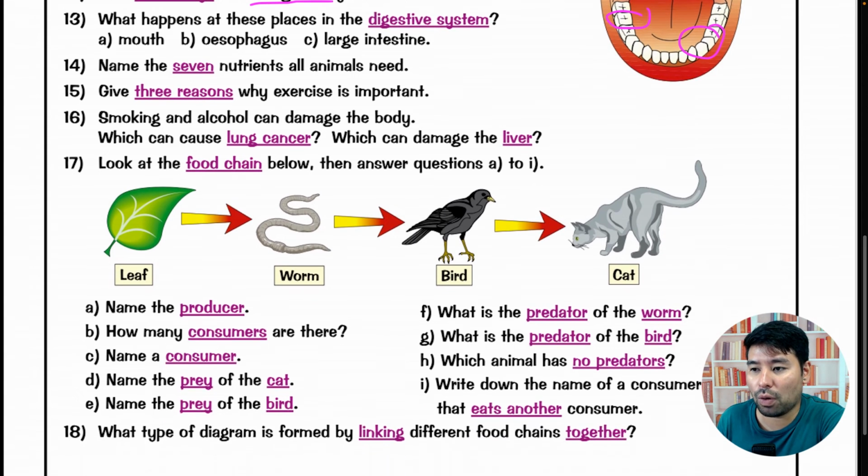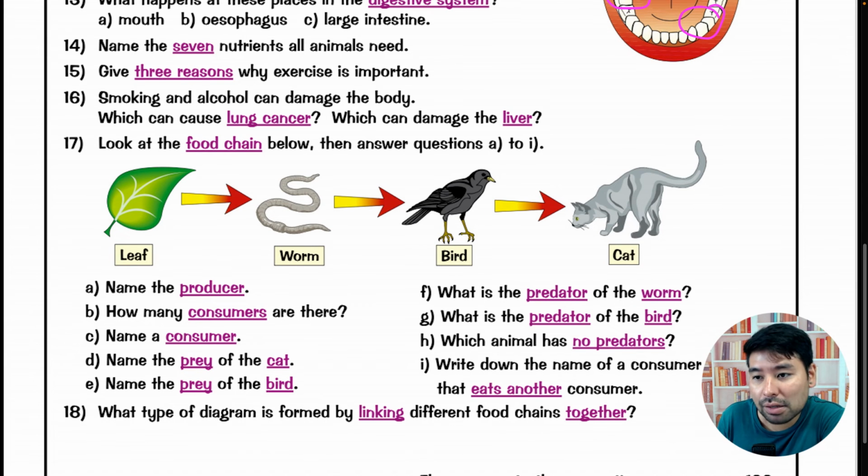Smoking and alcohol can damage the body, which can cause lung cancer, which can damage the liver. So lung and liver, they are names of parts of our body, and we know that alcohol damages one and smoking damages another part. So which one? Which substance damages each part of the body? Okay, so give me that.